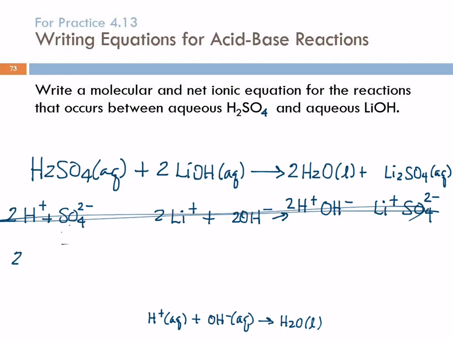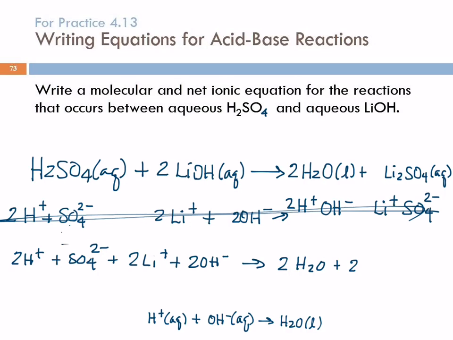It's not working out. So we got 2 hydrogen ions, and we had a sulfate ion, 2 minus. And we've got 2 lithium ions, and we've got 2 hydroxide ions. And then over here, do we break the water into ions? No, because it's a liquid. If it's got liquid, solid, or gas as its state, we need to just leave it alone. H2O. And then we're going to have 2 lithiums and a sulfate.